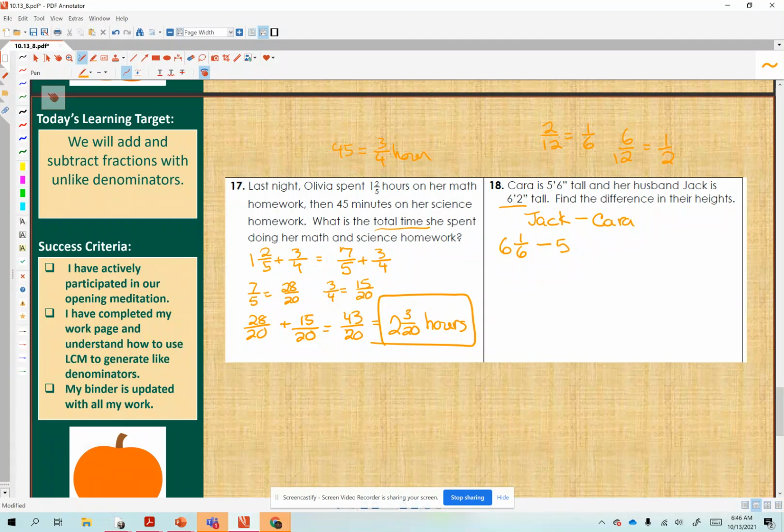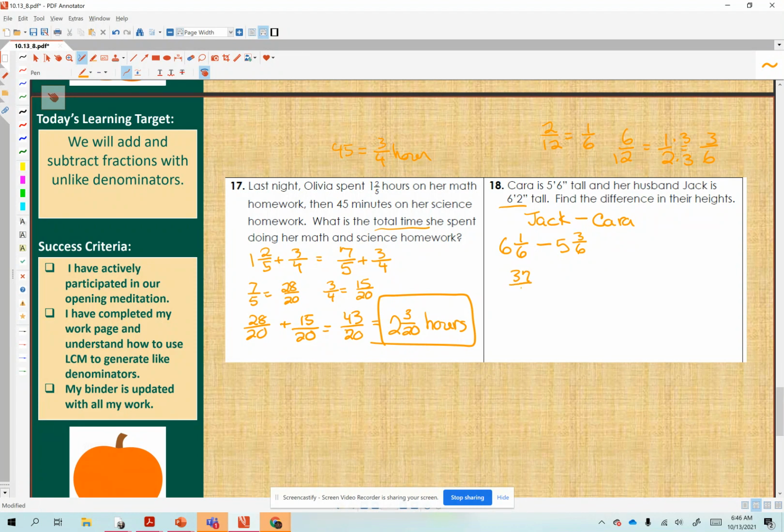But let's convert that to 6. So 2 times 3 is 6. 1 times 3 is 3. So we're going to make Kara 5 3/6. So that way we can easily make equivalent fractions. So with common multiple denominators. So 6 times 6 is 36, and 1 is 37.